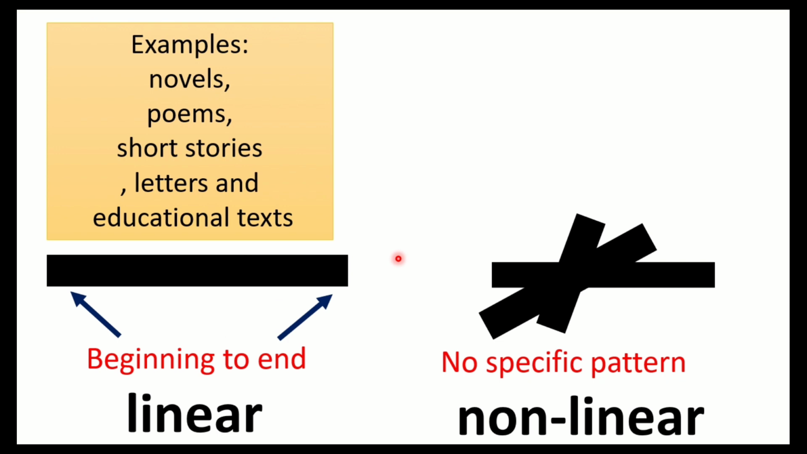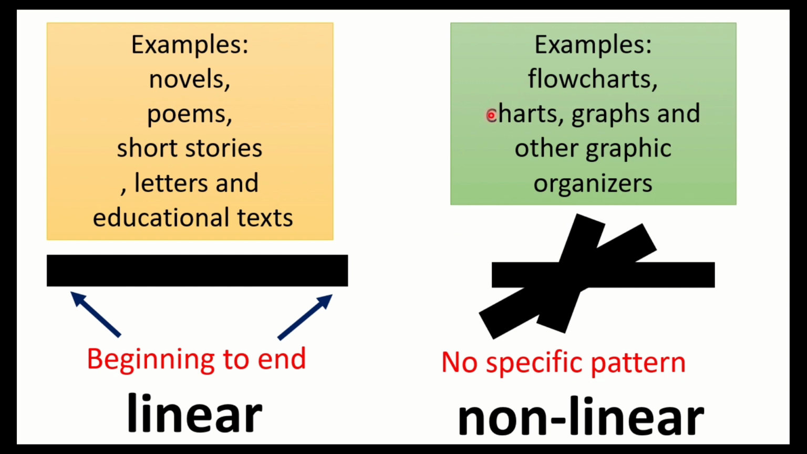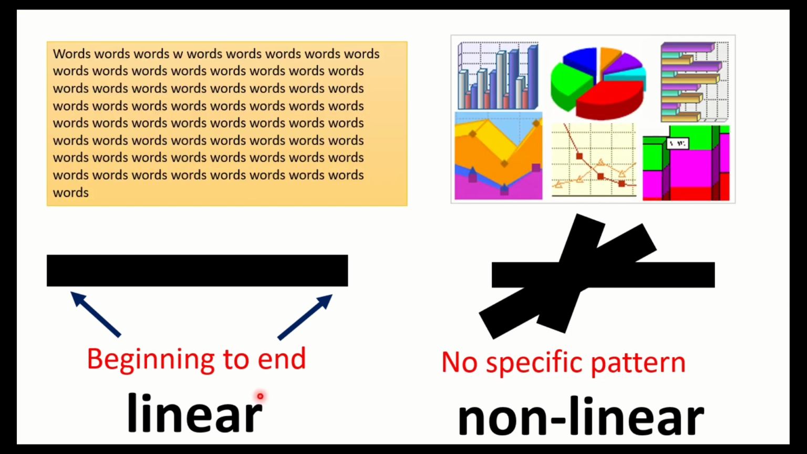On the other hand, here are the examples of the nonlinear text. We have flowcharts, charts, graphs, and other graphic organizers. Do you get it now? To make it even simpler, linear texts are composed of just words. Words presenting information or details. On the other hand, non-linear texts can be presented with different graphic organizers. Later on, we will be learning more about the non-linear texts. I hope this helps.